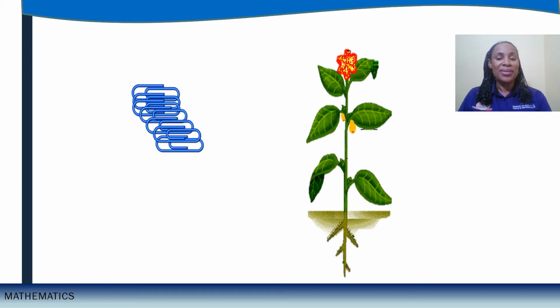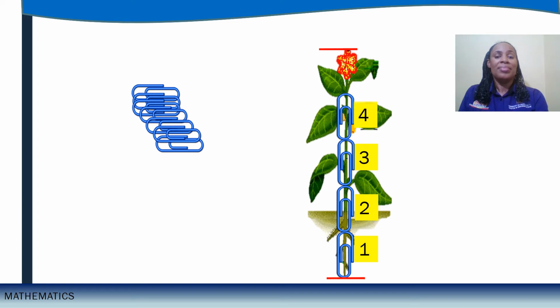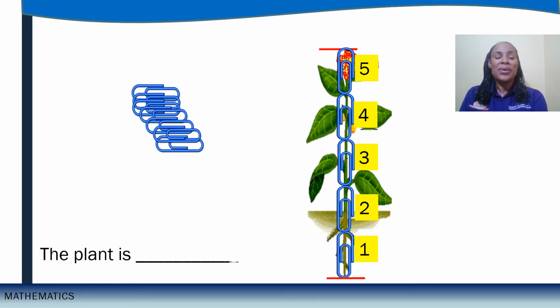So remember now, to measure accurately, we'll put in our start point and we have also put in our end point. Let's measure in a straight line. Excellent. How many paper clips tall is this plant? Right, boys and girls. The plant is 5 paper clips tall. We will write a sentence to show this. There we go. The plant is 5 paper clips tall.